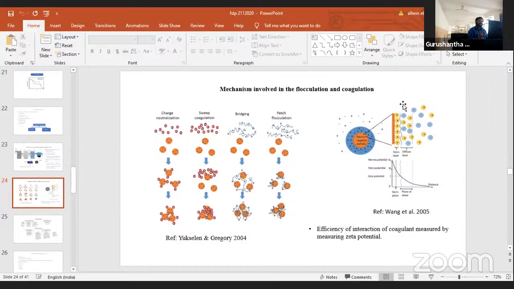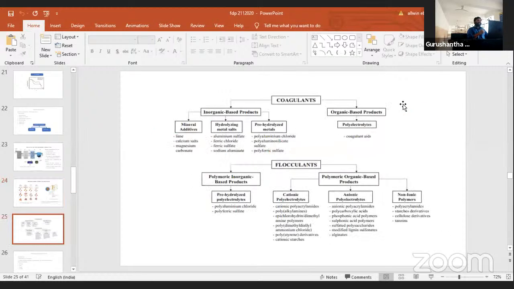Suppose the material exposes a highly positive surface charge, then we can use it for the removal of negative surface charge particles, whether it may be a microorganism or any contaminants which expose a negative surface charge. Generally, these coagulants will be classified into two types. One is the inorganic based product, and the other one is the organic based product.